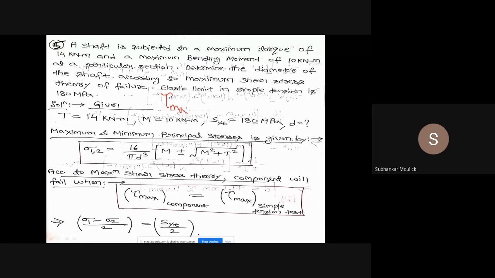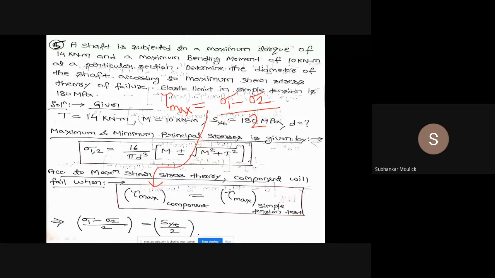We have derived this relation from the Mohr circle, that tau max is equal to sigma 1 minus sigma 2 by 2. If we are considering x and y planes, and in the x plane the maximum principal stress induced is sigma 1, and in the y axis the principal stress induced is sigma 2. Then we have this relation, that is tau max is equal to sigma 1 minus sigma 2 by 2, which is nothing but this tau max of the component.